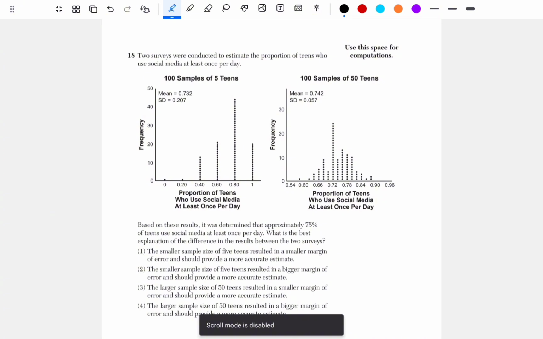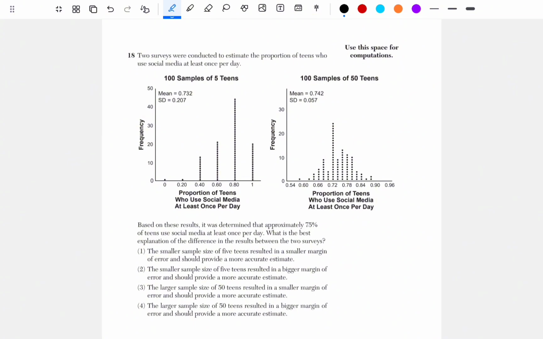Question number 18. So I zoomed out for this question so we can see it in its totality. Two studies were conducted to estimate the proportion of teens who use social media at least once per day. Based on these results, it was determined that approximately 75% of teens use social media at least once per day. What is the best explanation of the difference in the results between the two surveys?